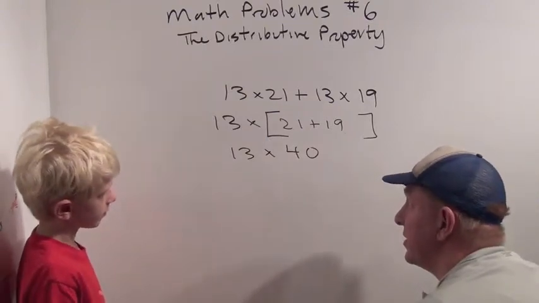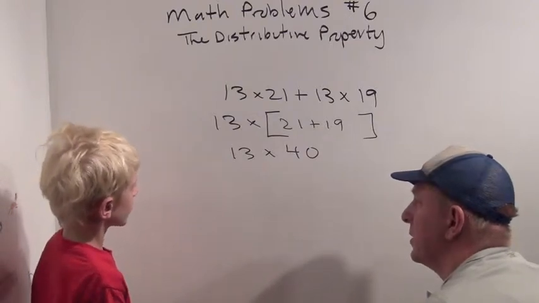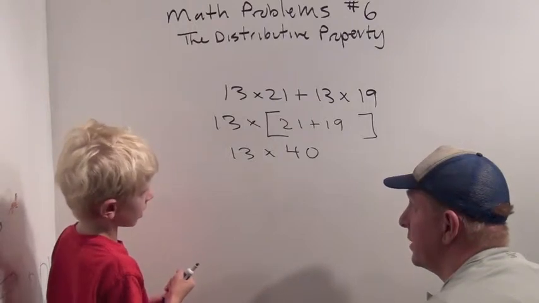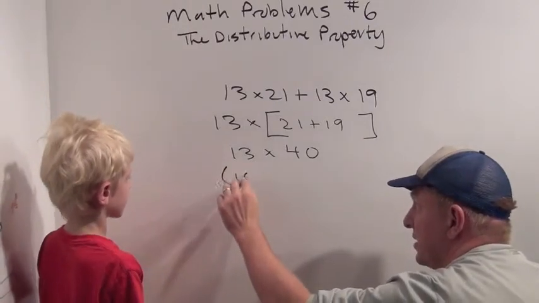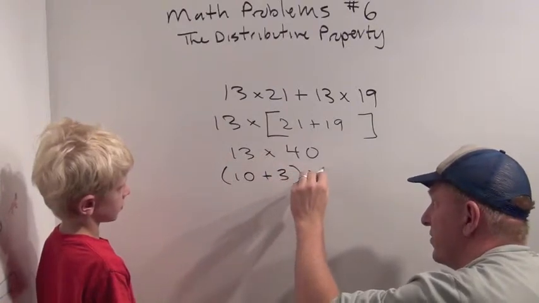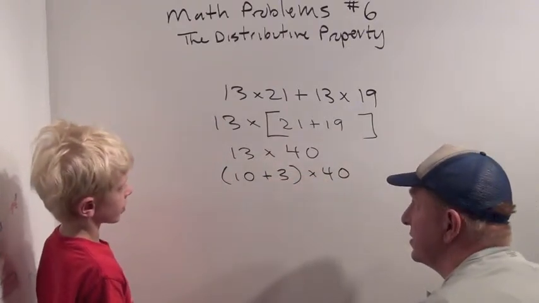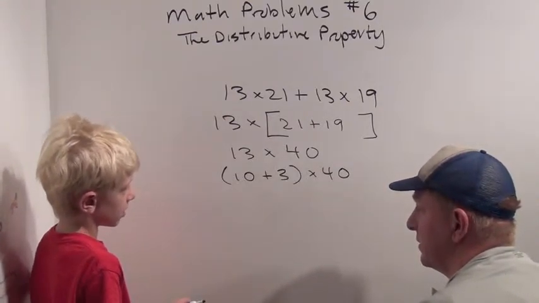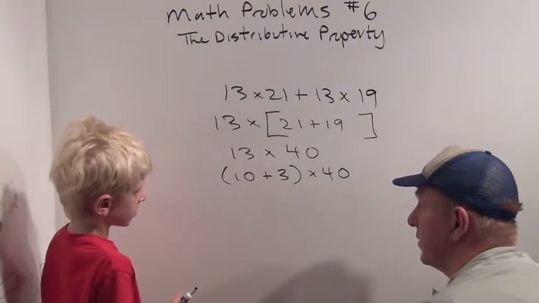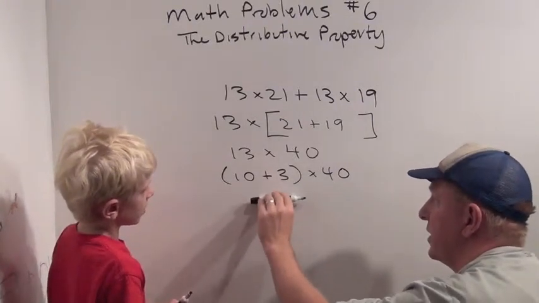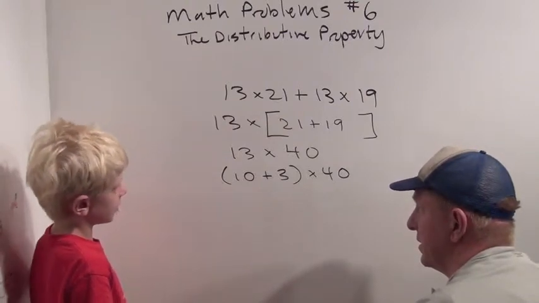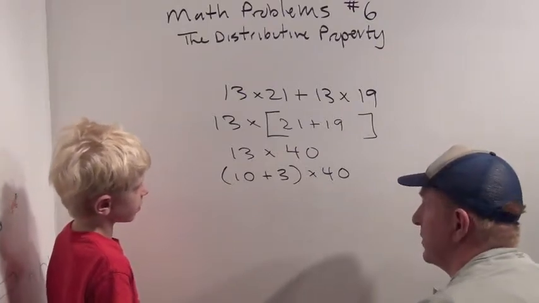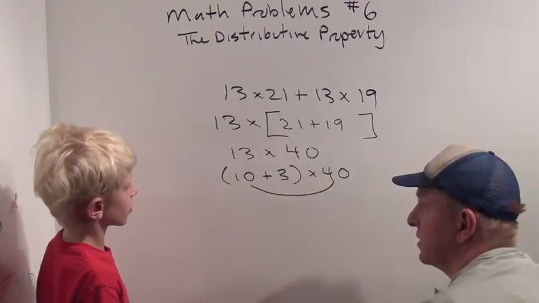Now, what should we do now? Well, we could pretend this is 10 times 40 and then multiply by 3 at the end. This is the same as (10 plus 3) times 40. That's a good observation. So you can do 10 times 40, that's 400. What does the distributive property tell us to do here? What's the next line we should write? Well, we should write 10 times 40 plus 3.